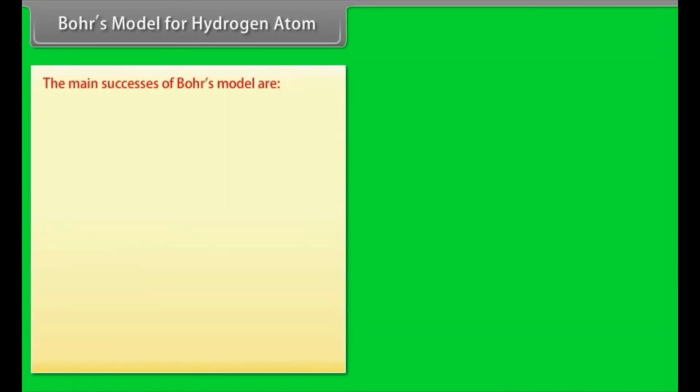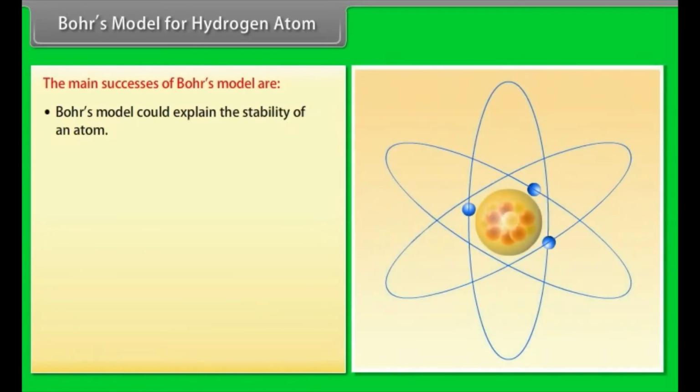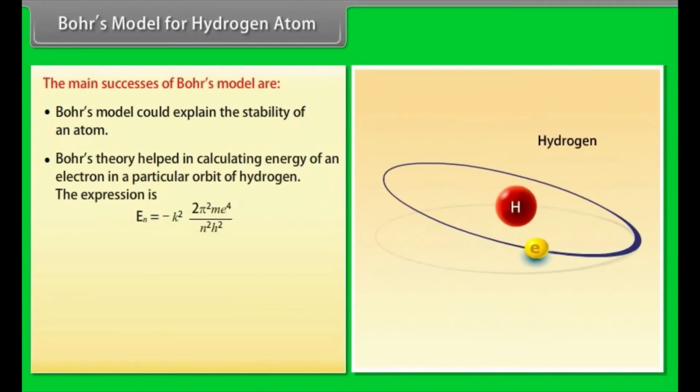The main successes of Bohr's model are: Number 1. Bohr's model could explain the stability of an atom. Number 2. Bohr's theory helped in calculating energy of an electron in a particular orbit of hydrogen.